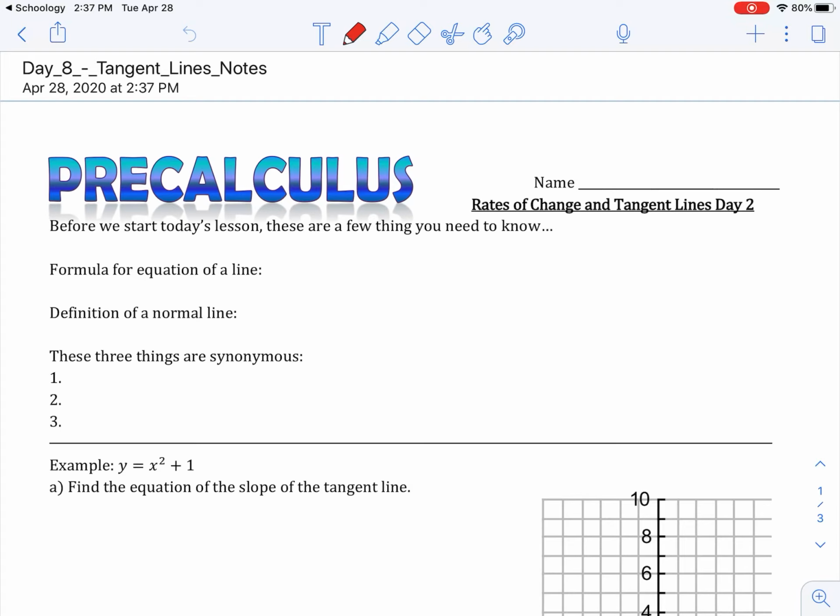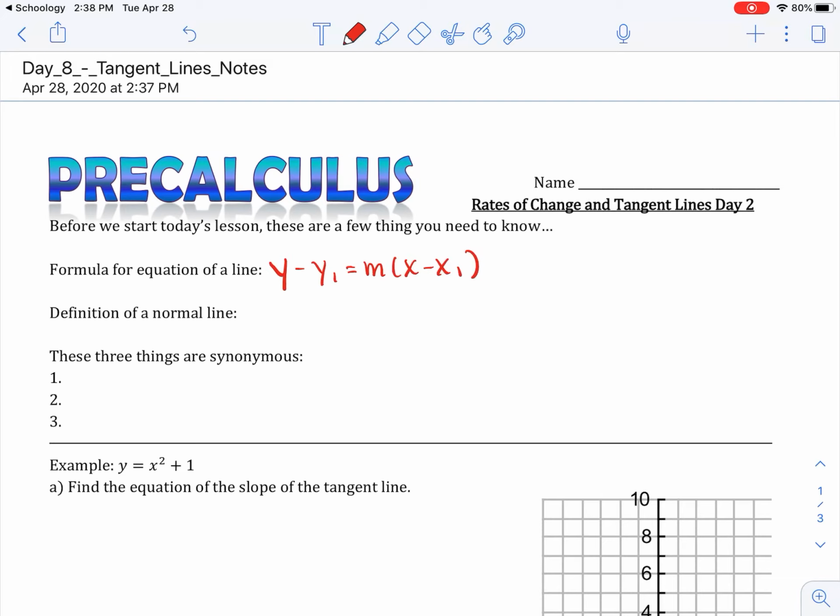First off, the formula for the equation of a line, which everyone knows. We're using point-slope form, not slope-intercept. So not y equals mx plus b. We use y minus y1 equals m times x minus x1, because you can use any point with this. You don't have to use the y-intercept.